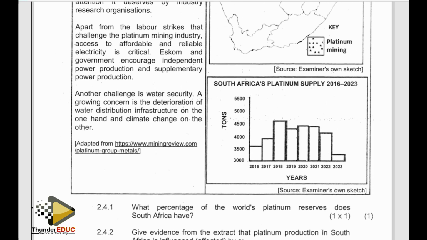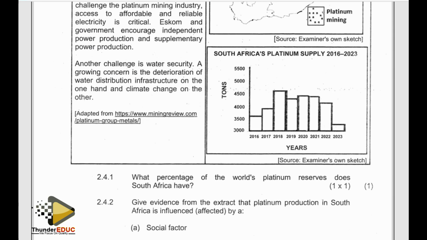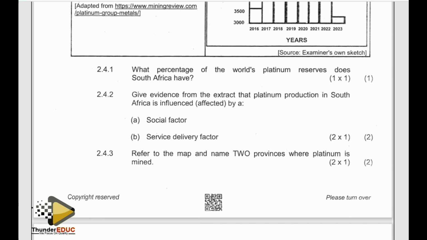Right, what is the percentage of the world's platinum reserve? What percentage of the world's platinum reserves does South Africa have? This is a simple extraction question. If we come here, we find the answer here. Mining for platinum group metals, PGM, is widespread over South Africa and holds over 80% of the world's reserves. We are done with that one. We'll move on to the next question.